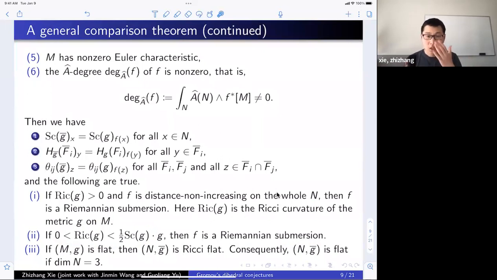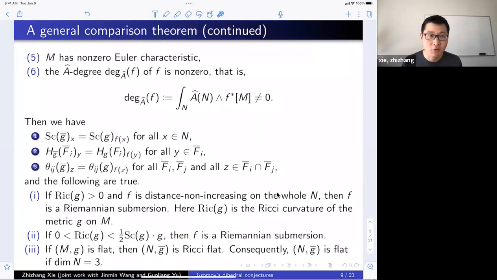So that's corresponding to the rigidity part, because you prove isometry. That's the two metrics essentially are the same. Now, in the case that this is flat, then we show that the domain has to be Ricci flat, and this is why, for the original Gromov conjecture, we also get Ricci flat instead of flat. And consequently, of course, in dimension 3, you show that the domain is also flat in this case. Okay. So I hope I've explained the statement.